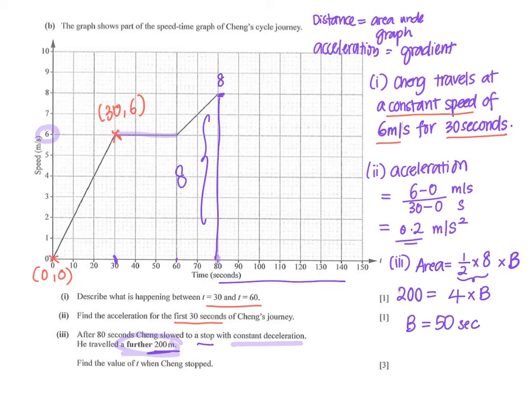But they want to find the value where it stopped. That means it will stop after 50 seconds. So from 80 plus 50, that will give me a total of 130 seconds over here. So the time value of t where it stops, t will be equal to 130. Have you gotten the answer?